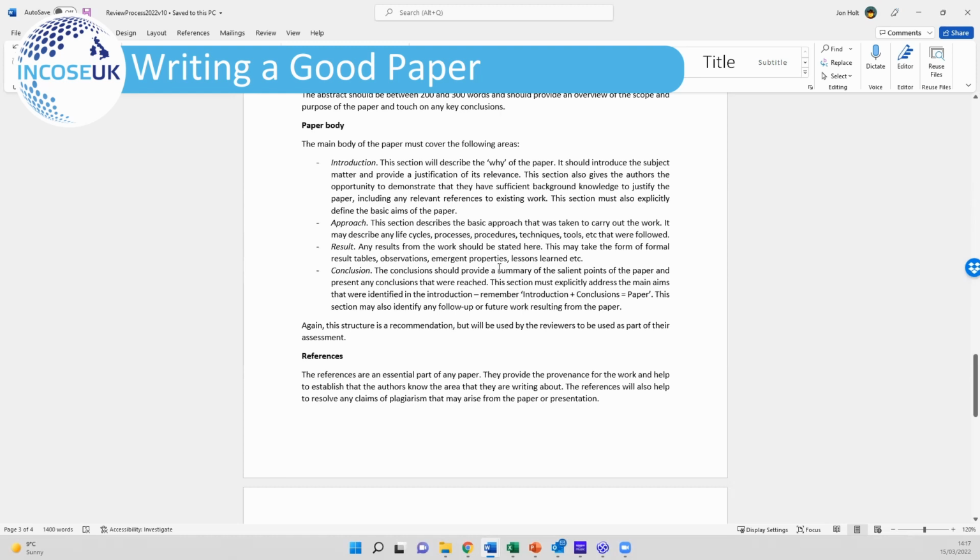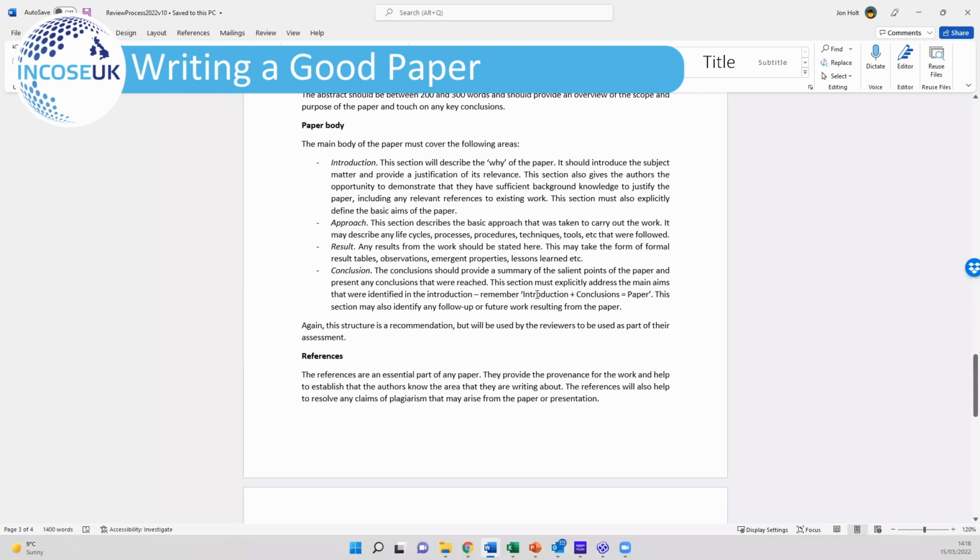The main body of the paper, we try not to be too prescriptive on this because we do want it to be quite flexible, but essentially you must have an introduction. This might sound obvious, but you'll be surprised how many papers we get submitted without a clear introduction. The introduction is going to set out why you're writing this paper in the first place, introduce the subject matter and provide a justification, and it will also allow you to explicitly define the aims of the paper. This is important because when we look to the conclusion, one of the things that reviewers are explicitly looking for is that the conclusions actually match the introduction.